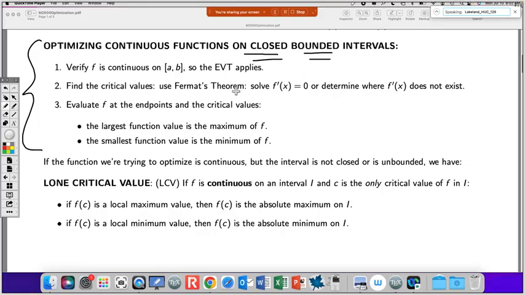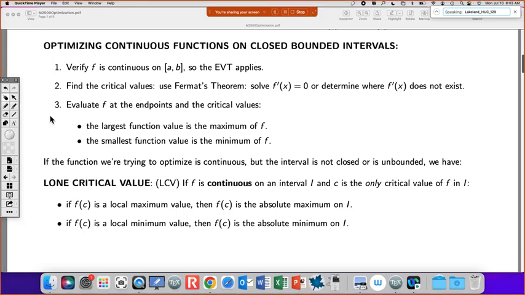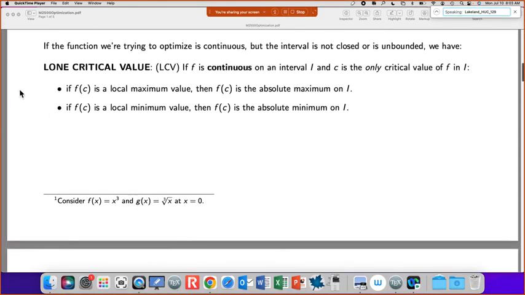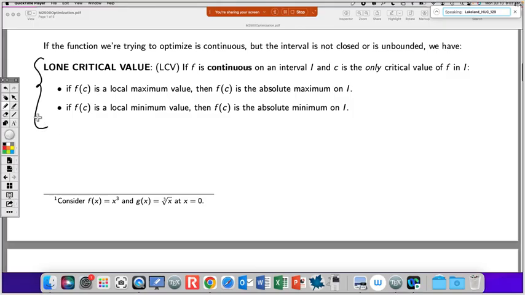So today we're going to be looking at applications, aka word problems, where we're going to be trying to find either a max or a min or both. And in some cases, when we put together the mathematical model for the situation, we'll have a continuous function on a closed bounded interval, and we're good to go. However, sometimes we won't. The function that we're optimizing may not be continuous, or we might be looking at an unbounded interval, so we might be looking at an open interval. And so what happens there?